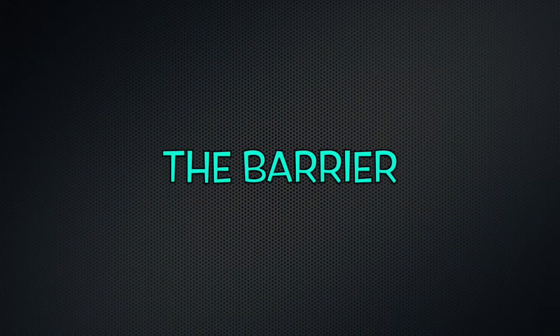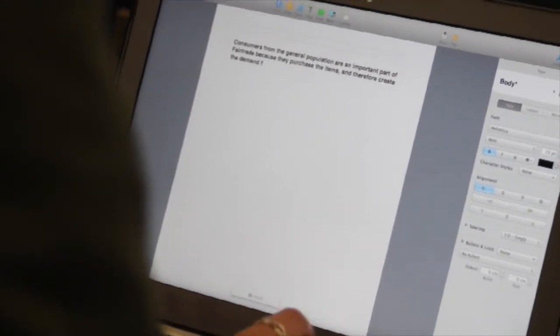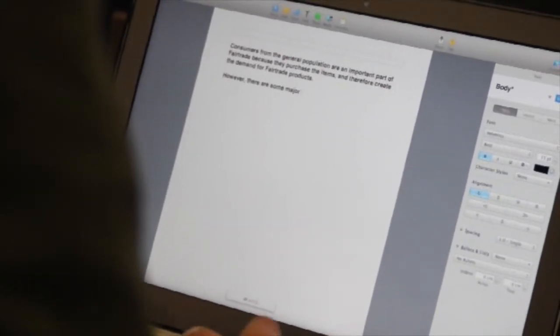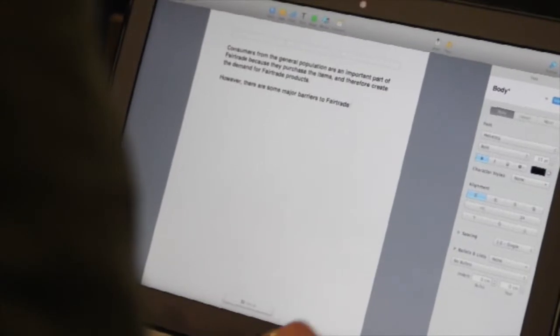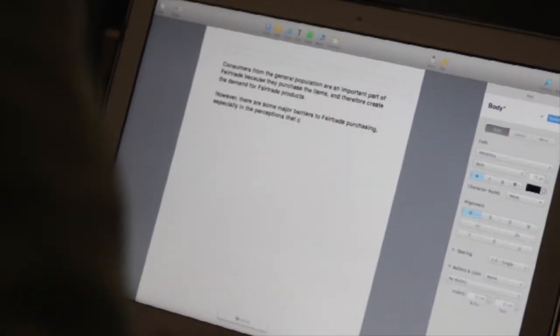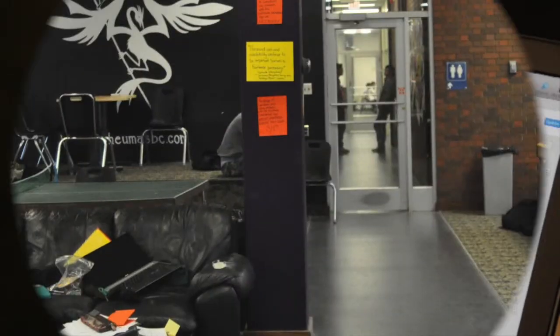Consumers from the general population are an important part of fair trade because they purchase the items and therefore create the demand for fair trade products. However, there are some major barriers to fair trade purchasing, especially in the perceptions that consumers have of fair trade. These perceptions have a negative effect on fair trade as they reduce the purchasing of fair trade products overall. If people believe fair trade products are unaffordable or unavailable, they are not very likely to buy them, even if they believe in the mission of fair trade.